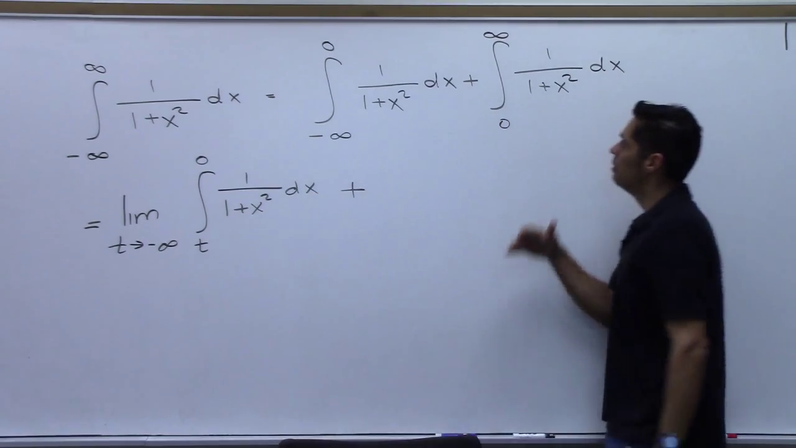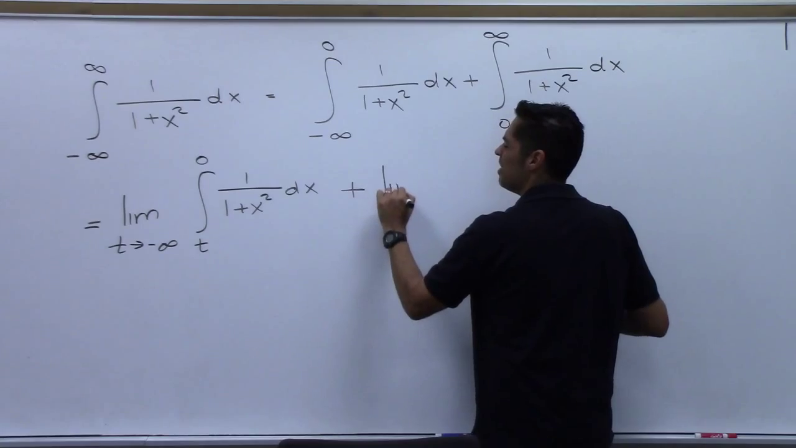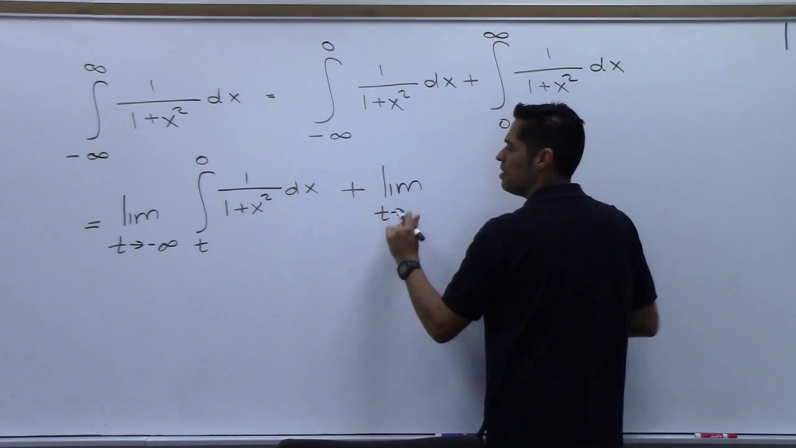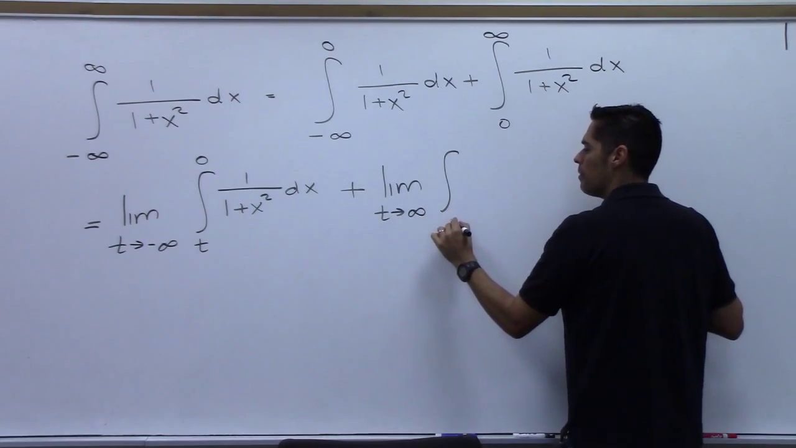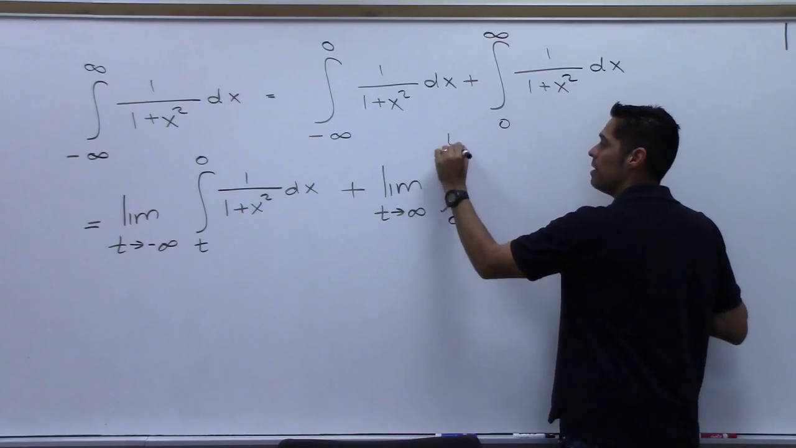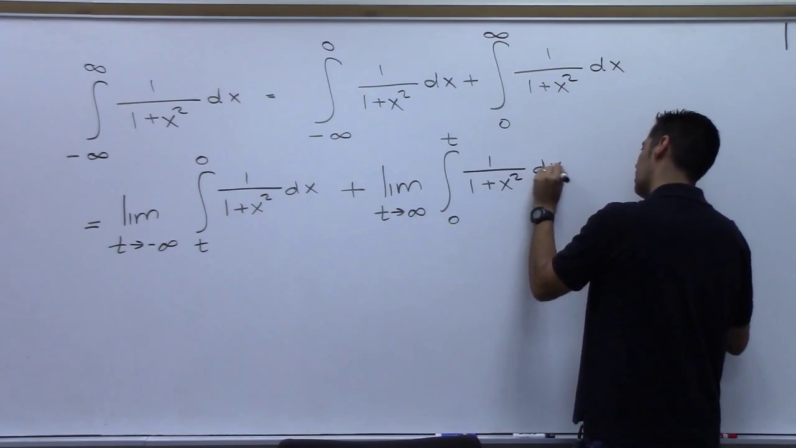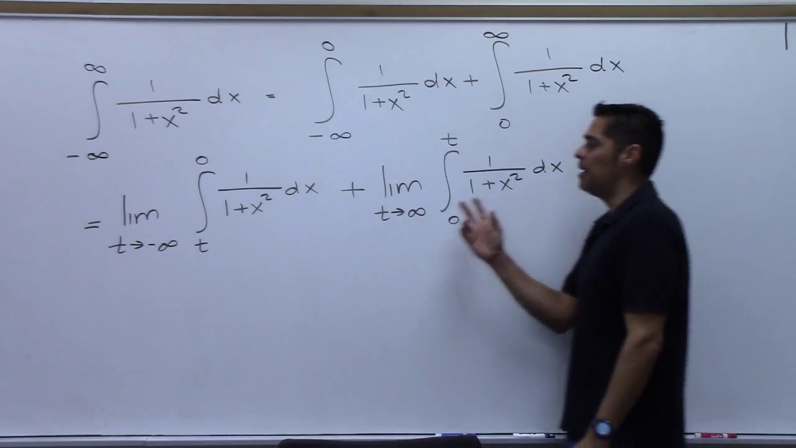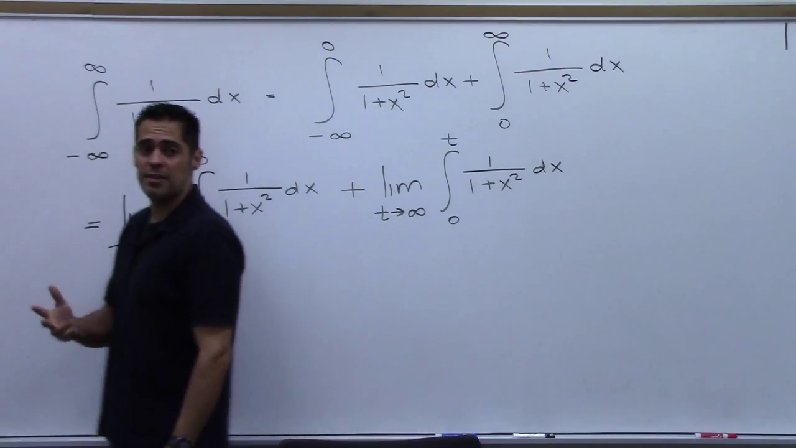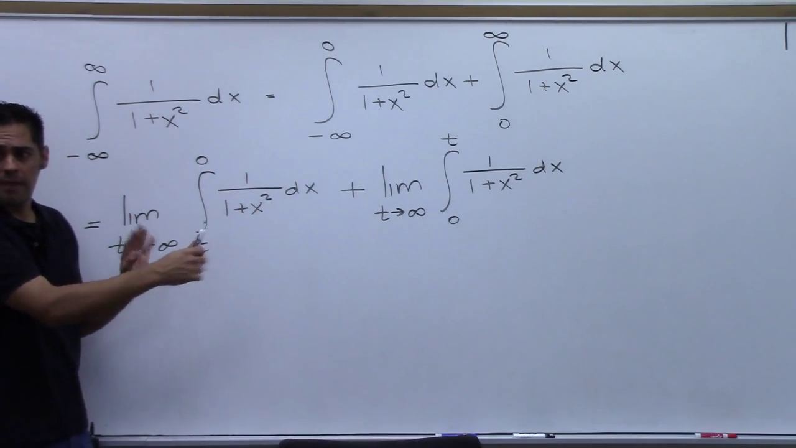Plus this one. Limit. And we can use t again. It's all right to use t again as long as you understand these are two separate problems. T goes to infinity. Integral 0 to t, 1 over 1 plus x squared dx. Now the good news is that these both have the same antiderivative, right? So you only have to find one antiderivative. It's the plugging in stuff that you have to do differently on each one, right?